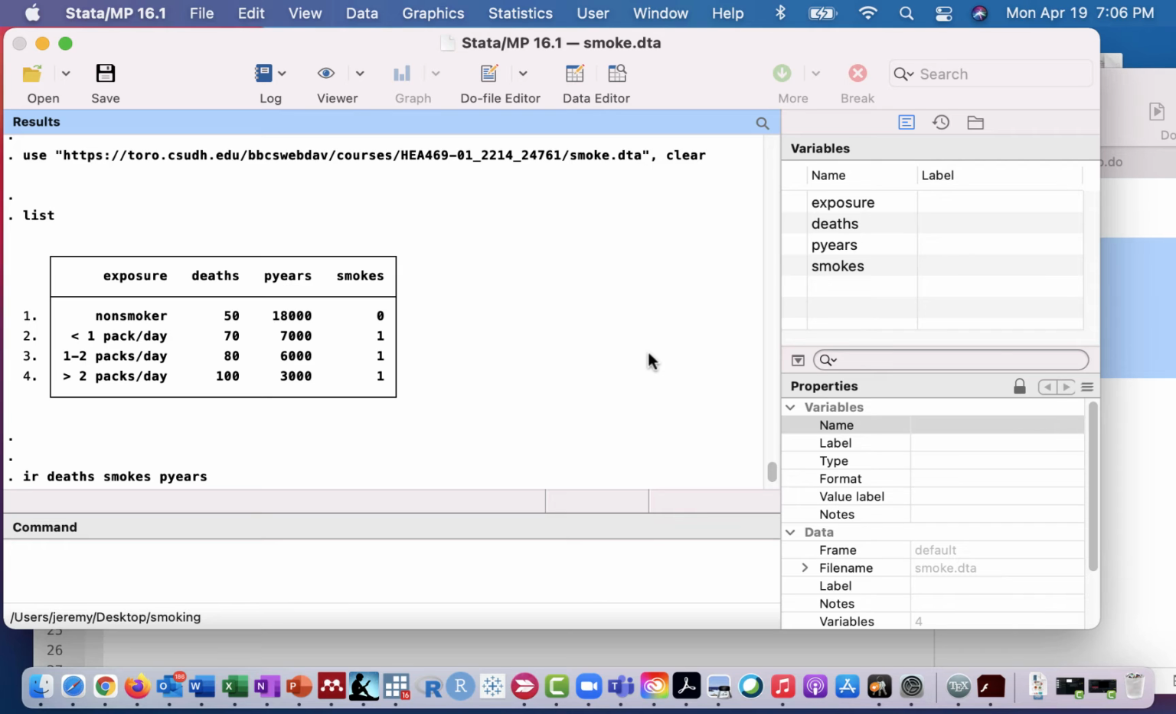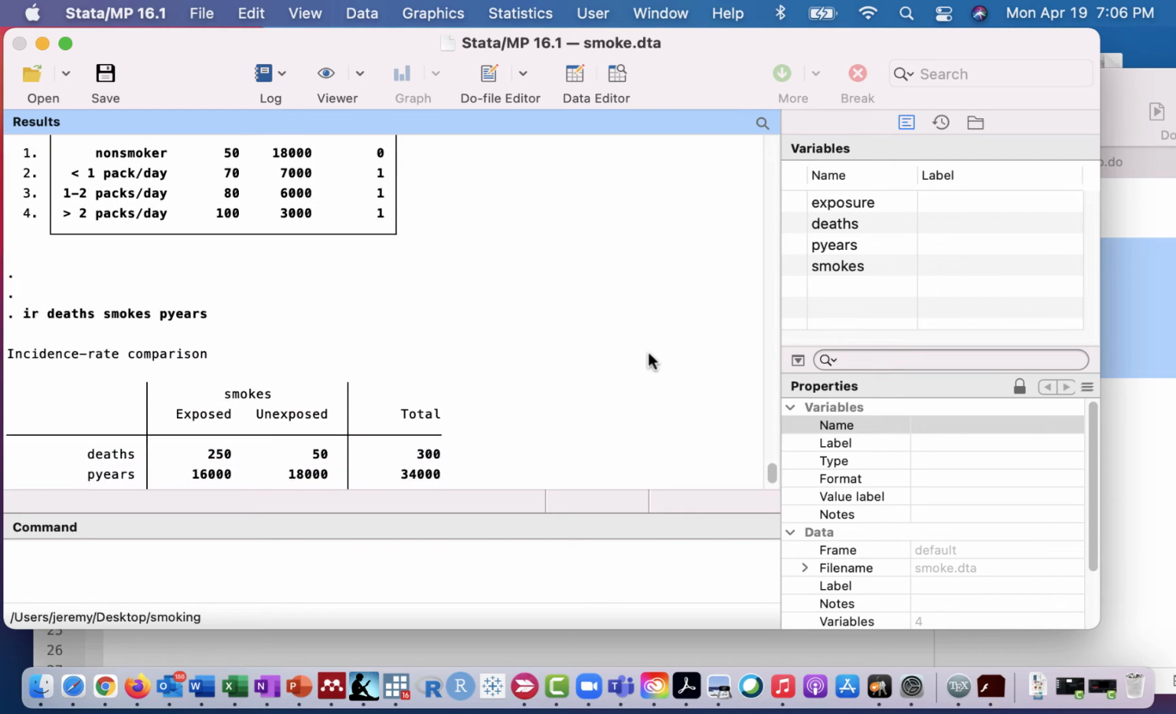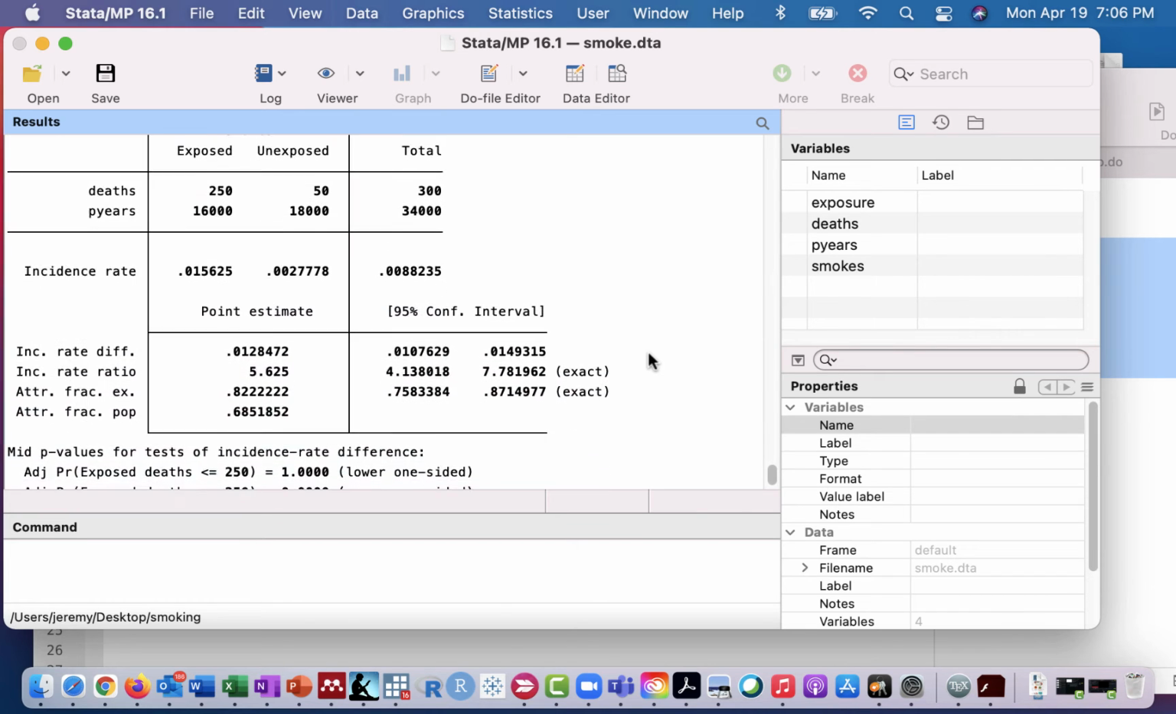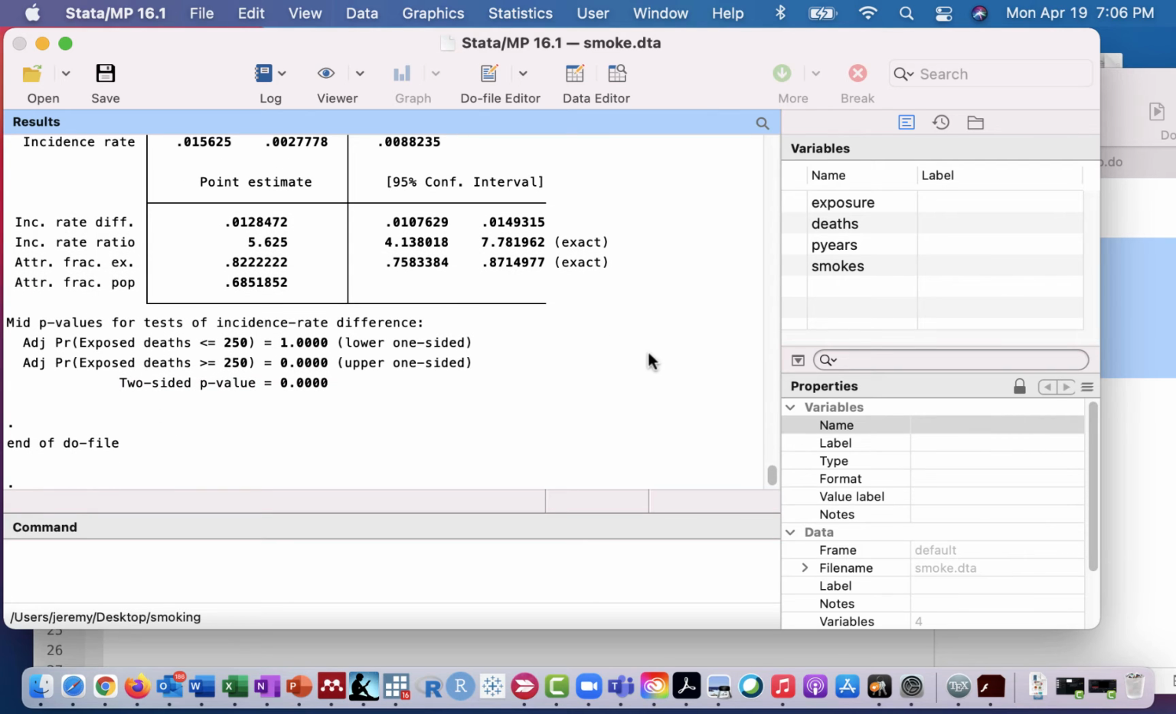You could see in the data I had non-smoker as 0, doesn't smoke at all, and then the different amounts of smoking are all 1, so we just compare smokers to non-smokers. What it does is add up all the deaths, add up all the person years, and put them into smoker and non-smoker. It calculates the incidence rate, which is the deaths divided by the number of person years. If you shift those over, multiply by 100, those are percent. So 1.56% for smokers, and 0.27% for non-smokers.